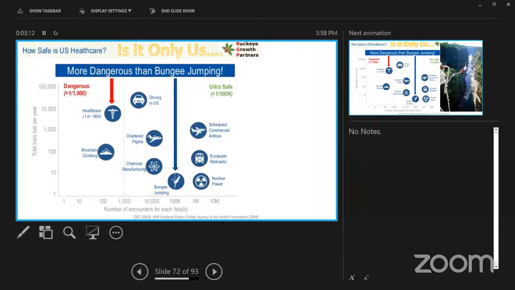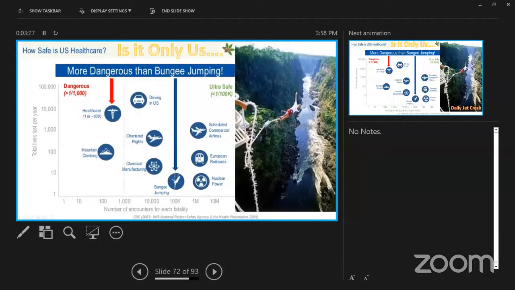Then is it only us? No. This is US healthcare. It is said that US healthcare is more dangerous than bungee jumping. You know what bungee jumping is? This is bungee jumping. It is said that healthcare in the US is more dangerous than bungee jumping, even worse than driving. So why? Is it not only for us? Even in developed countries, it's like that. So healthcare even in the US is very dangerous.